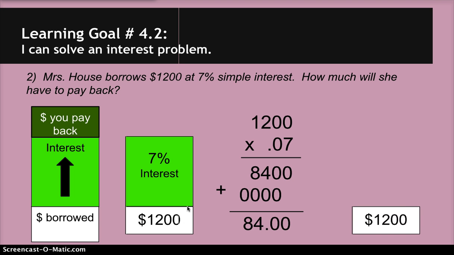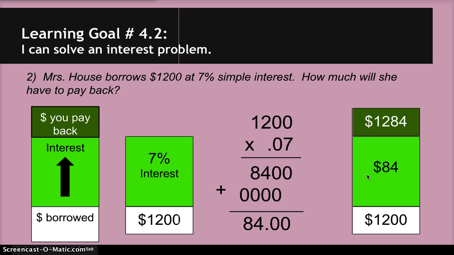So, Mrs. House borrowed $1,200. She has to pay $84 in interest. So in all, she has to pay back $1,284.